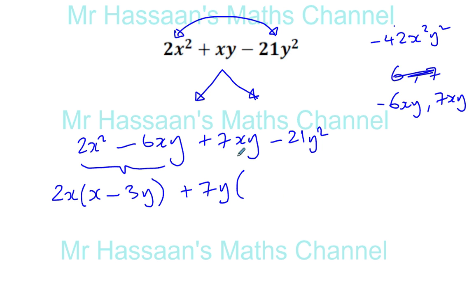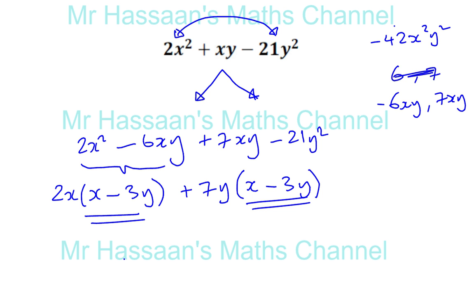And what goes inside the bracket? What do I multiply by 7y to get 7xy? Well, it's just an x. And what do I multiply by 7y to get negative 21y squared? Well, it has to be negative, it has to be a 3, and it has to be a y. Now we see that in both these terms, the common factor is this bracket, x minus y.